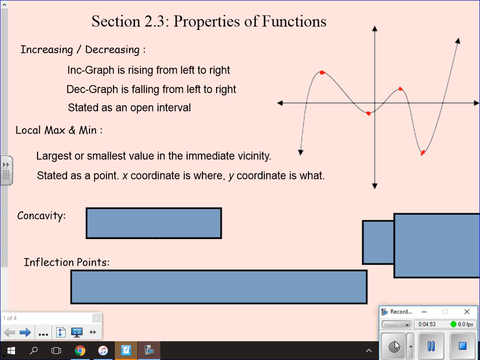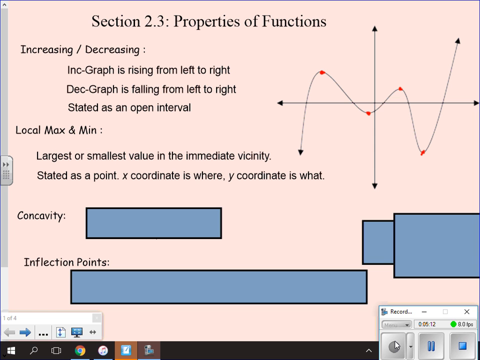Maximums and minimums are a point. They are an XY coordinate. The X is where that happens. The Y is what it is. The Y value is the maximum or minimum. Where they happen is the X coordinate.